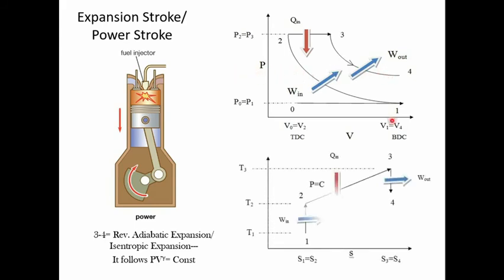In the TS diagram we can see that as expansion has taken place, the temperature decreases from T3 to T4, and as it is an adiabatic expansion process, the entropy at point 3 and point 4 remains the same. So this is an isentropic process, or constant entropy process.